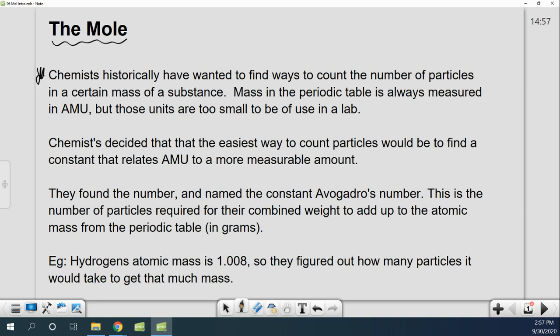So let's start here. Historically, chemists have really wanted to find some way to count how many particles are in a certain mass of a substance. So let's say I give you a glass of water. You could weigh that. Let's say it weighs 50 grams. How many individual water molecules are in that glass? If you know the exact weight, I want to know how many atoms are there. If I give you 5 grams of sodium, how many sodium atoms do you have?